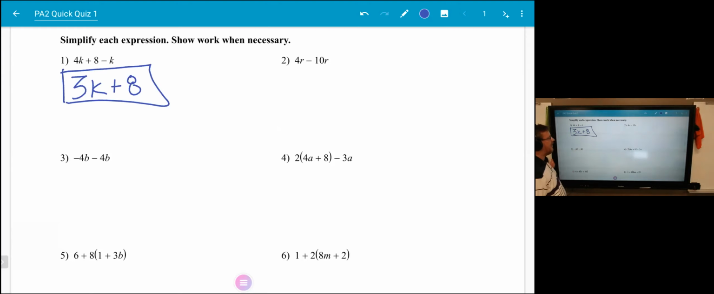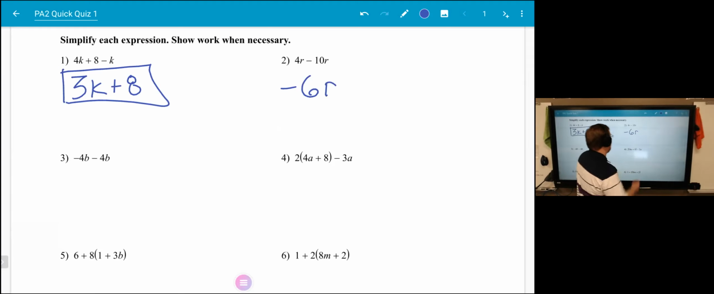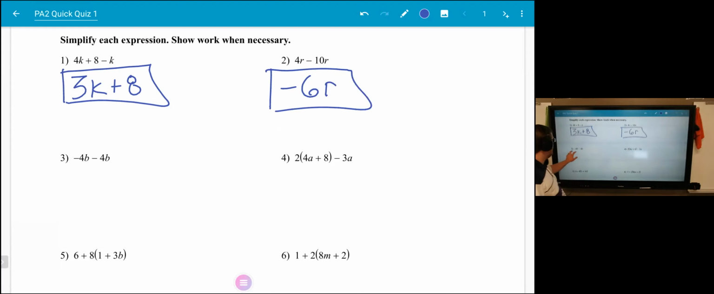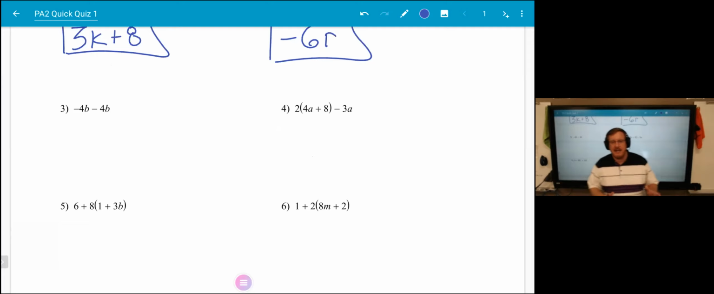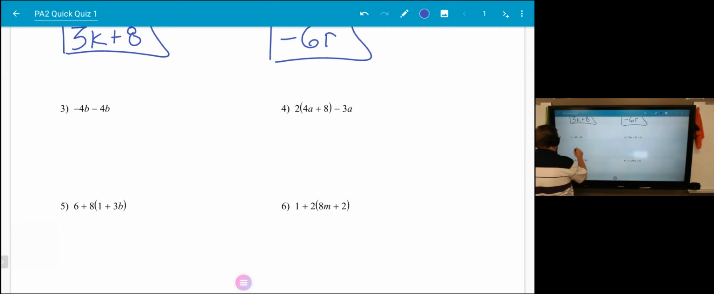Hangs out right there. Number 2, I can simplify this because they're both r, and that's both to the first power. If we don't have a power up there, that's to the first power. 4r minus 10r. Well, 4 minus 10 is negative 6r. Oh, there we go. That's a one-stepper. I like that. Negative 4b minus 4b. So I'm taking negative 4, I'm going 4 more negative, which would give me negative 8b.